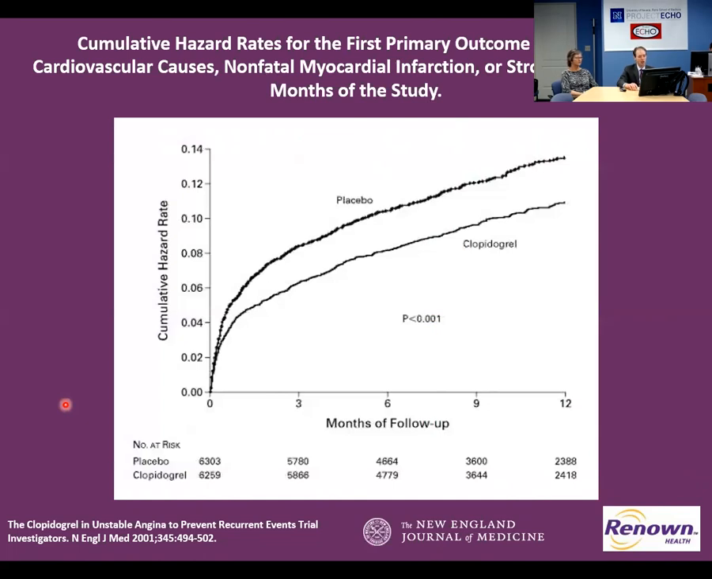This was published 18 years ago now, almost. So that's pretty amazing that it's been that long, but I guess it has. This is the Cure trial, and essentially comparing Plavix to placebo, there's less death, heart attack, death from cardiovascular causes, non-MI, or stroke, up to 12 months after a heart attack.